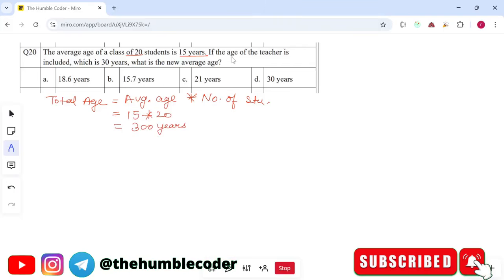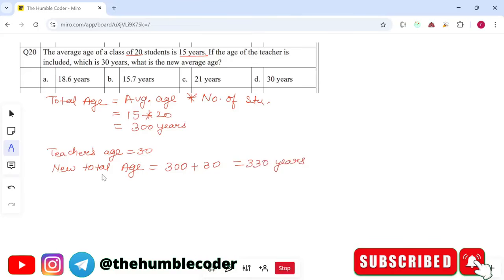One more thing that is given to us is that the age of the teacher is included, which is 30 years. So the teacher's age is 30, okay. So the new total age that we will have is what? Our previous total age was 300 years, and in that we will add the age of the teacher, which is 30. So our new total age is 330.